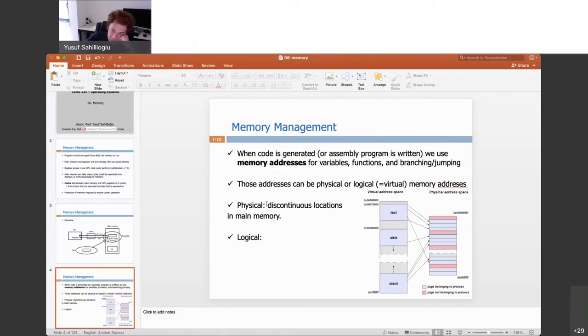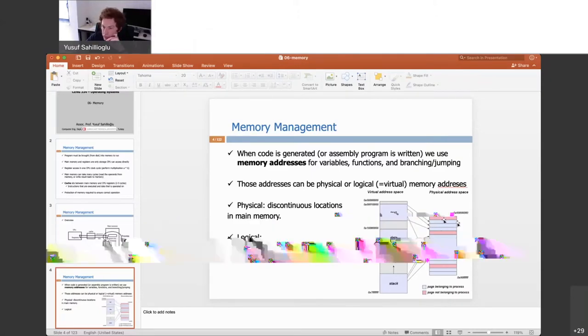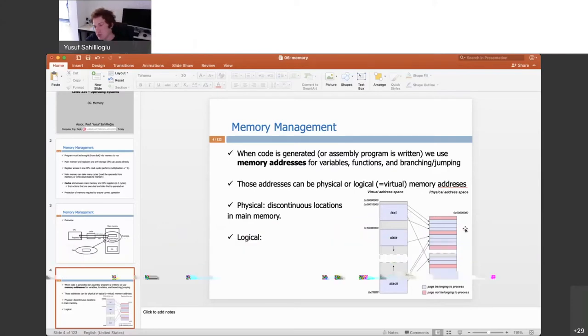they can be discontinuous. So this is your physical address space. On the right hand side we have these blocks, but for instance the next instruction doesn't have to be the neighbor of the current instruction. This is just like the linked list logic. These are like your nodes. They are connected, not with next pointers, but they are somehow connected.